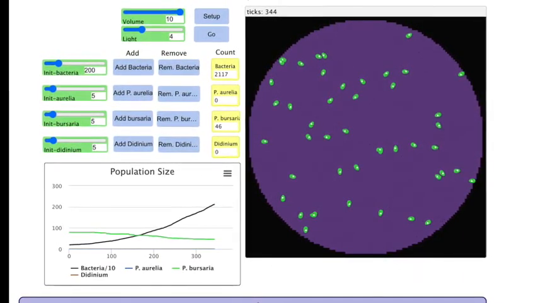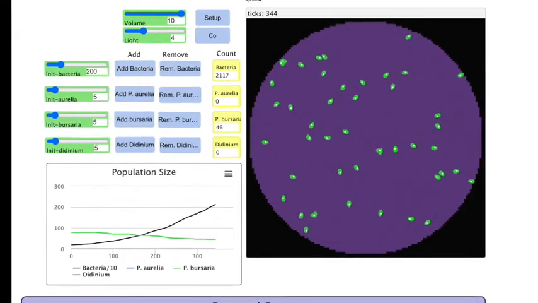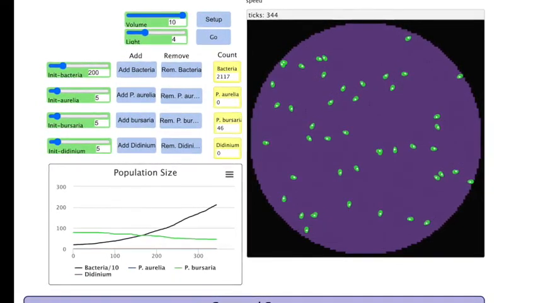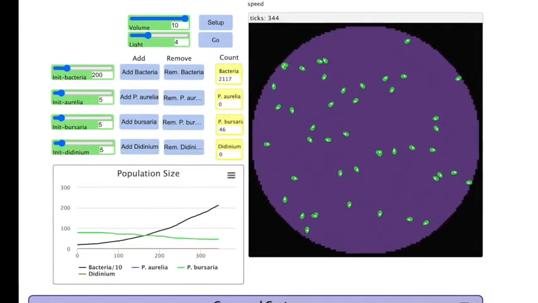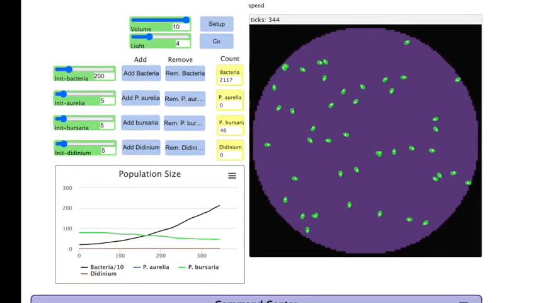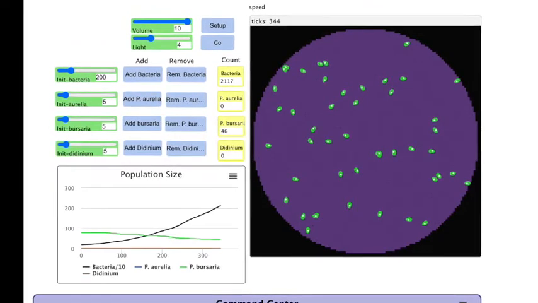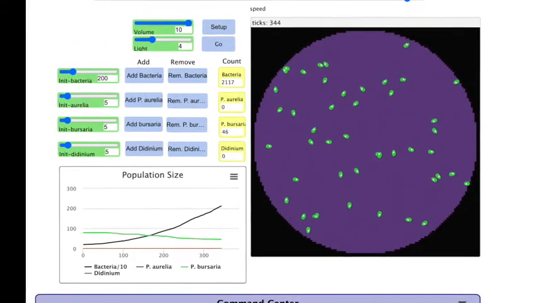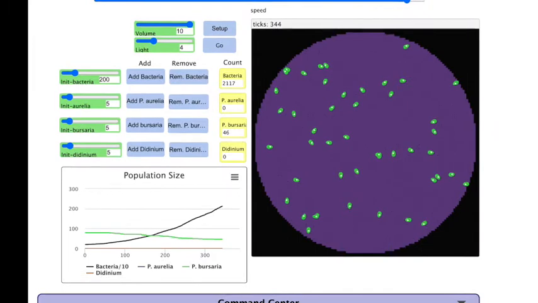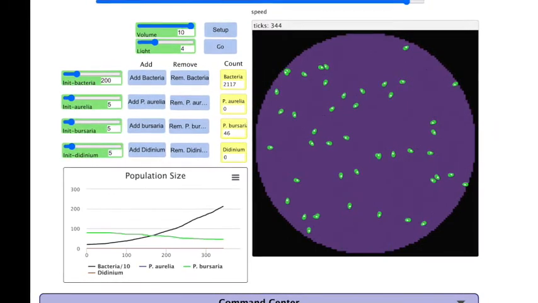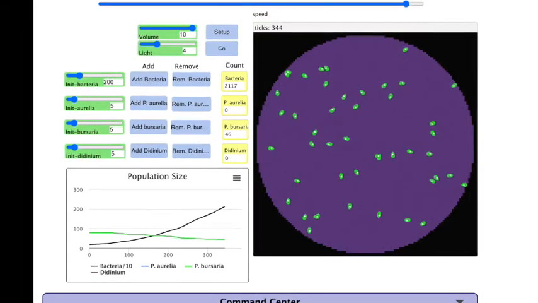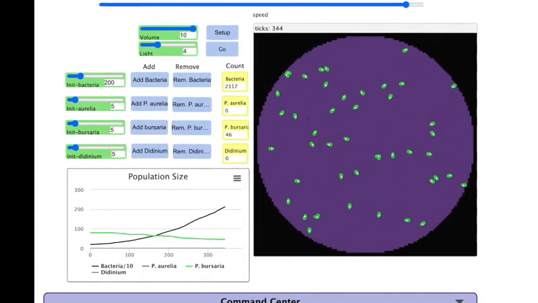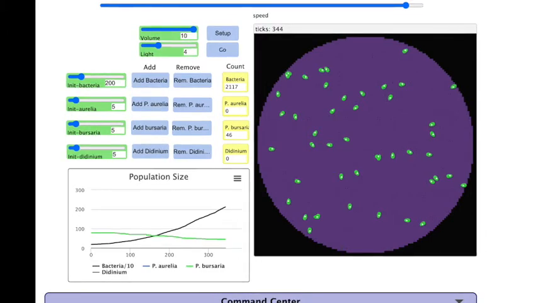A pro for the microcosm model would be that it gave many different controls, and I was able to add as many species or predators as I wanted to the mix. A con would be that the model was very busy as well, so it was kind of confusing to figure out which ones were bacteria and which others were the species of paramecium.